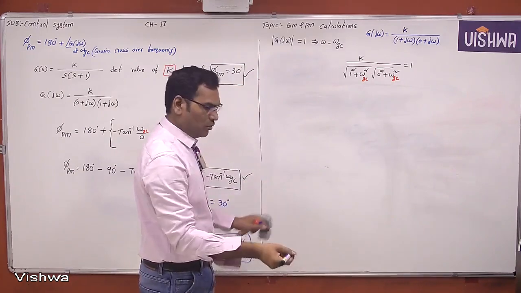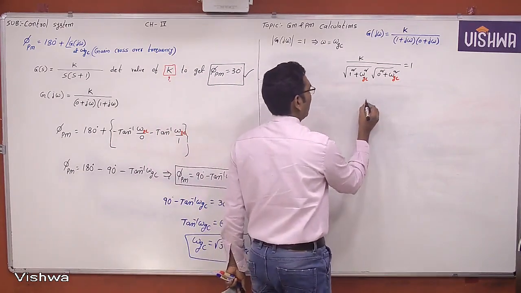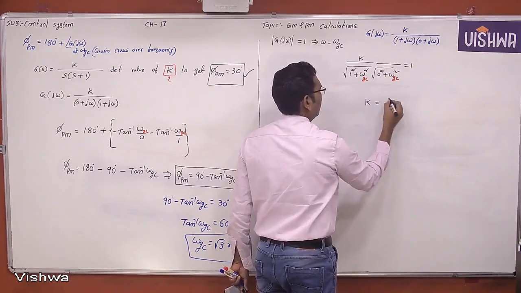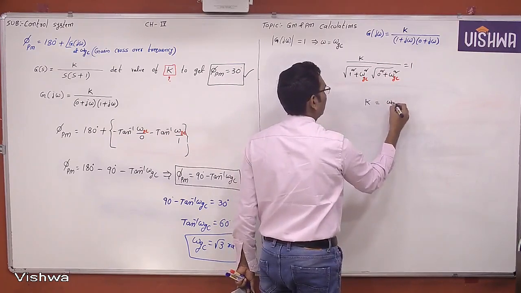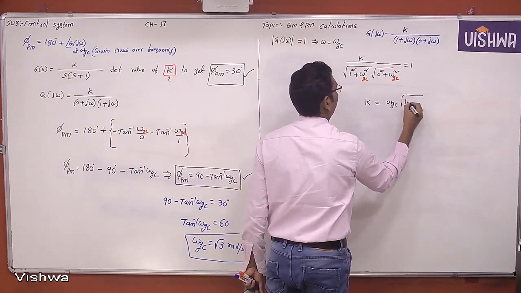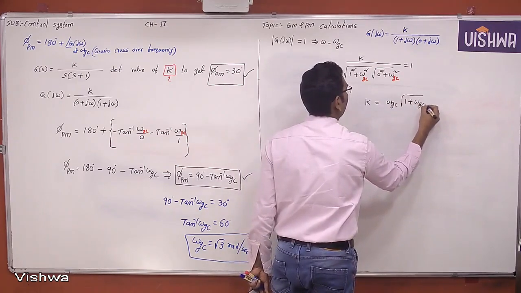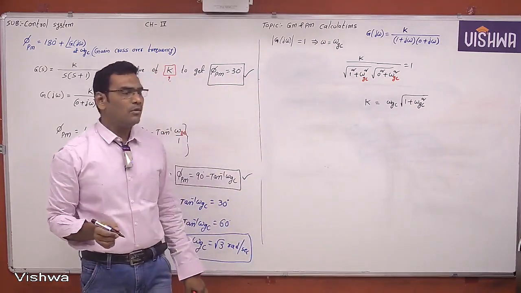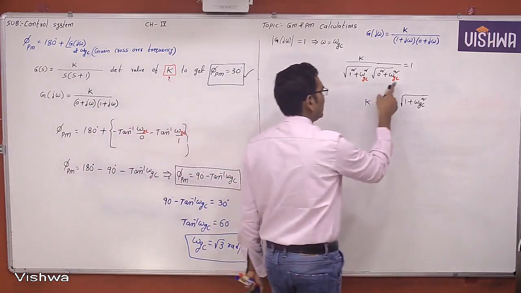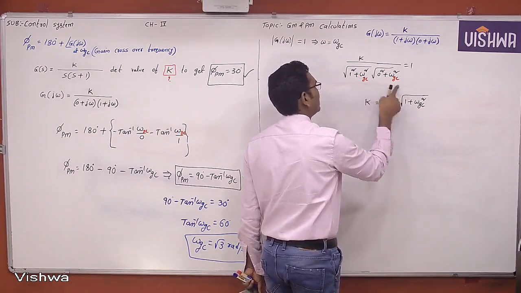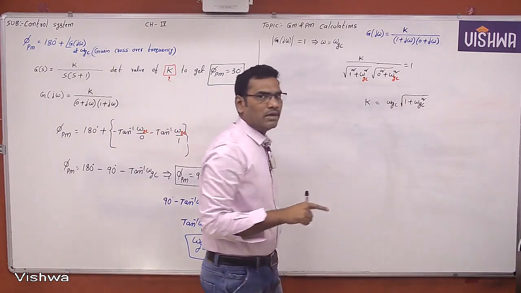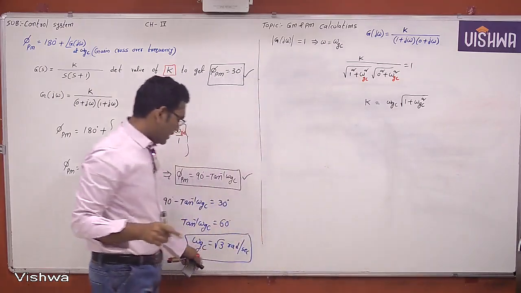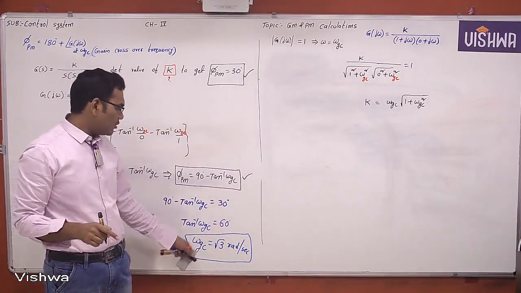Now the magnitude is equal to 1, so K is equal to omega GC into square root of 1 plus omega GC square. Now this is the magnitude which is equal to 1. When the magnitude is equal to 1, that particular frequency is called the gain crossover frequency. Now I know the gain crossover frequency. What is the gain crossover frequency here? The gain crossover frequency is √3.